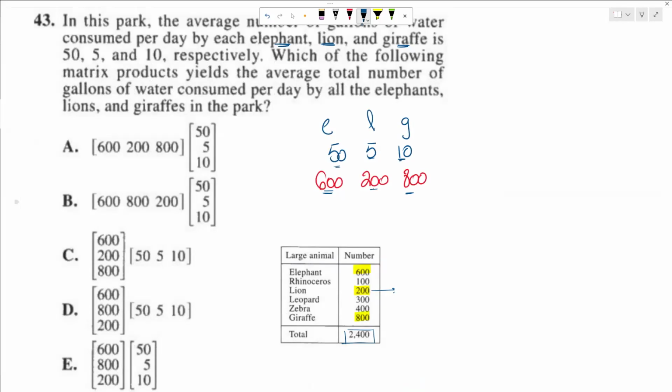Now, in matrices, we've discussed this before. When we multiply matrices, we multiply the rows of the first matrix times the columns of the second matrix. If I need the 600 to be multiplied by the 50, that's what will happen in A. The 600 should be multiplied by the 50, the 200 by the 5, and the 800 by the 10. A would get me the correct answer.